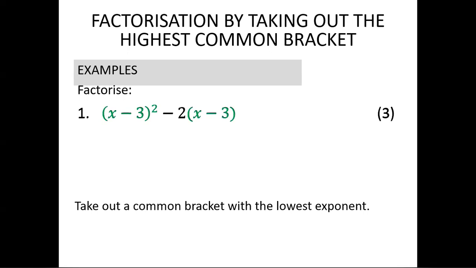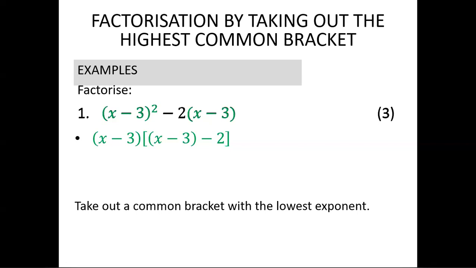If I take it out, in the first term I will be left with only x minus 3 to the exponent of 1. If I was to multiply this back into the bracket, I will still get x minus 3 squared, because when you multiply the same brackets, you just add the exponents. And if I was to multiply that x minus 3 with negative 2, I will still get negative 2 times x minus 3. That will take me back to the original equation.